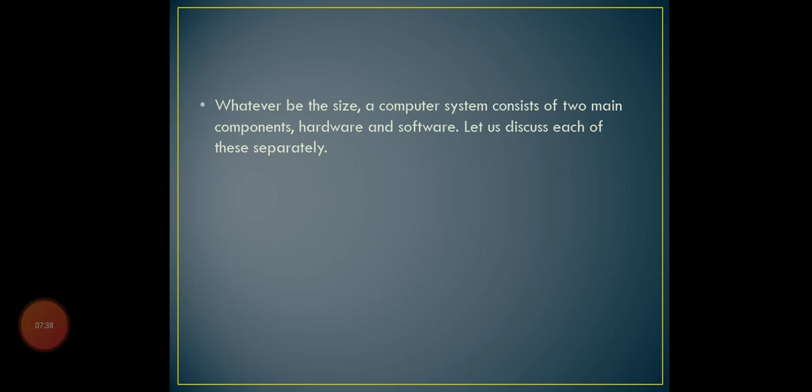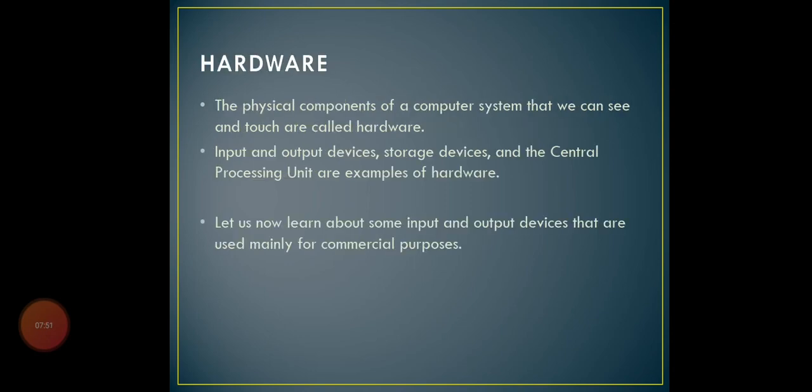Now, whatever be the size, a computer system consists of two main components, hardware and software. Let's discuss each of these separately. Now comes hardware. The physical components of a computer system that we can see and touch are called hardware.